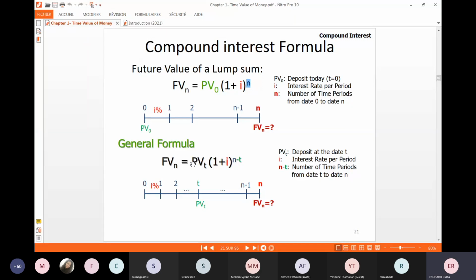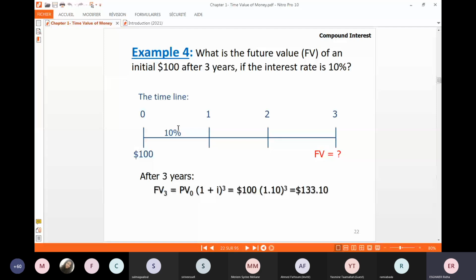For example, suppose that we are asked to compute the future value of an initial $100 after 3 years if the interest rate is 10%. Here, the future value at the date 3 is equal to the present value at the date 0 times 1 plus I power 3 minus 0, power 3. We have $133.1, the obtained amount at the end of year 3.